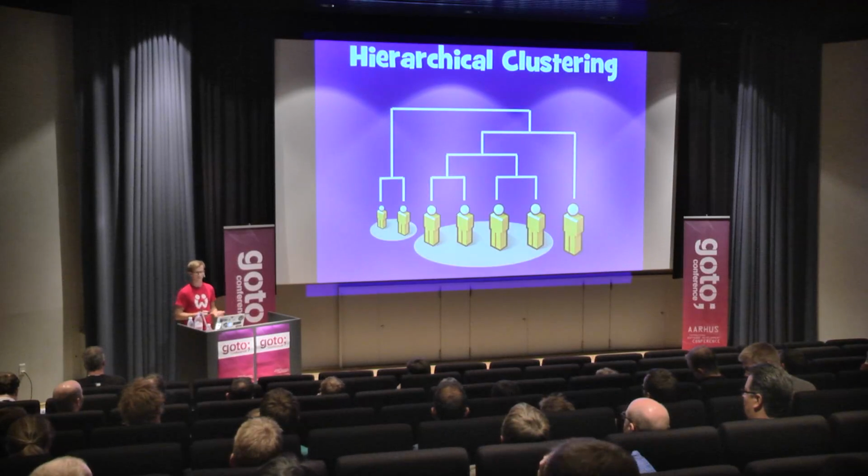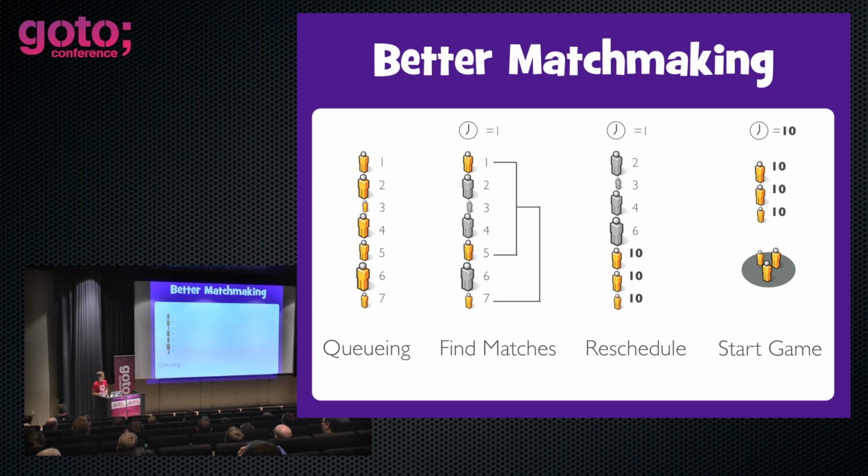So time is an important factor here as well. Let's go briefly through an iteration. You would have queuing. Then we build this tree a couple of times a second, and rebuild this tree and try to find matches and schedule those matches.